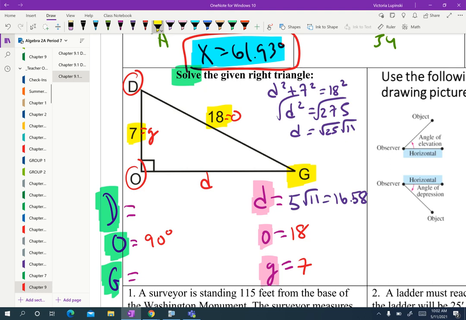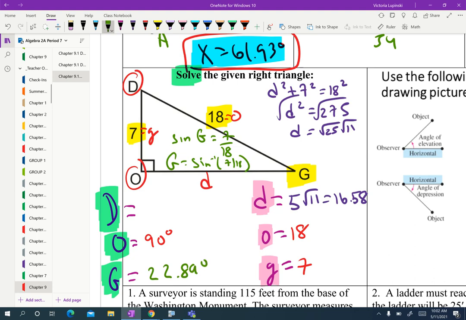If I'm trying to find angle G, then I would have my opposite and I would have my hypotenuse, which means I'm going to do the sine. So I'm allowed to say that the sine of angle G is equal to 7 over 18. In order to find angle G, I would have to do the inverse sine of 7 over 18. If I plug that into my calculator, I get that angle G is 22.89 degrees.